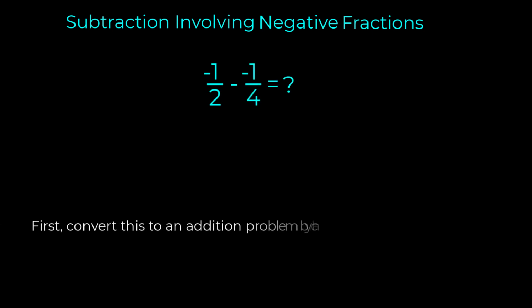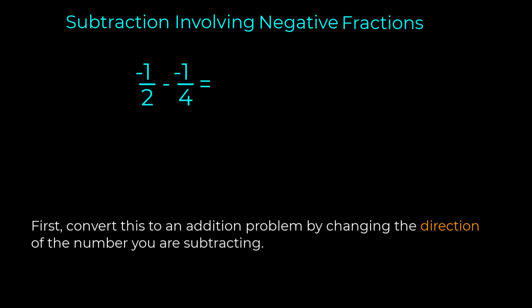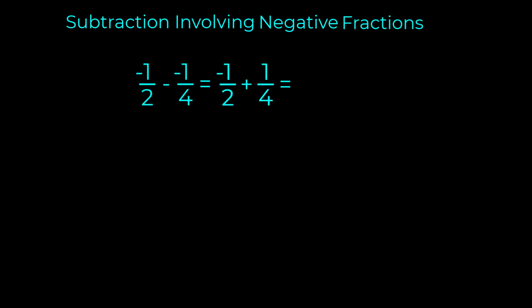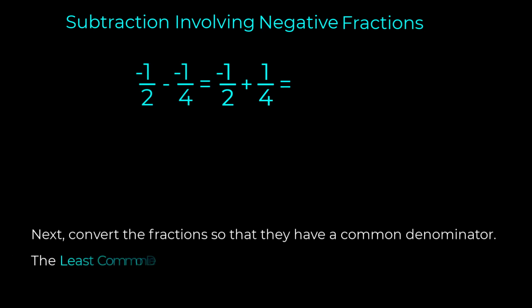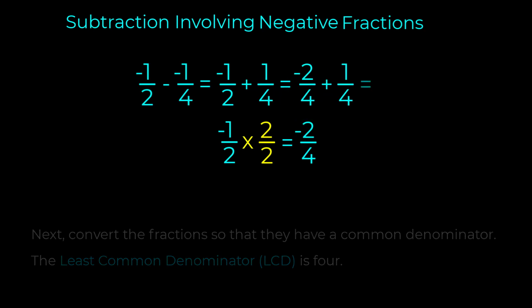First, convert this to an addition problem by changing the direction of negative 1/4 to positive 1/4. Our problem has evolved to negative 1/2 plus 1/4. The denominators of these fractions are 2 and 4, respectively. The least common denominator is 4. Convert negative 1/2 to negative 2 over 4. The second fraction already has 4 as the denominator, and so no conversion is necessary. Our problem is now negative 2 over 4 plus 1 over 4.